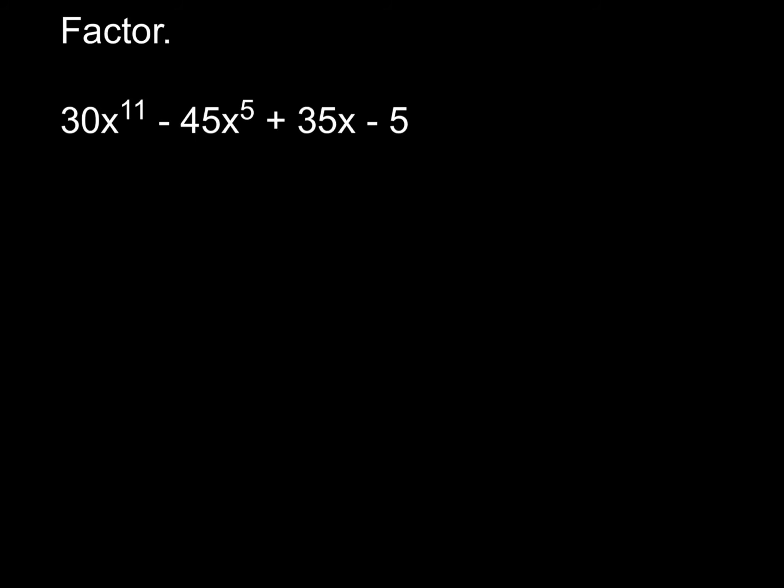When I do that, 30x to the 11th, 30 divided by 5 gives me 6. And so that's going to be 6x to the 11th. I'm not doing anything with x's, so the x's are not going to change. Minuses and plus between the terms all stay exactly the same. Now I'm doing 45 divided by 5. That gives me 9. So that's 9x to the 5th. Plus 35 divided by 5. That's 7. So that's going to be 7x.